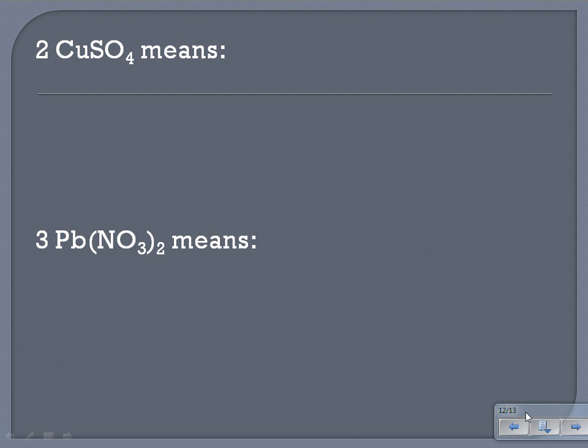So 2CuSO4 means that you've got 2 molecules of CuSO4. The name for that is copper 2 sulfate. You don't need to know that. If you wrote 2 molecules of CuSO4, that's good. So now if I have 2 molecules of CuSO4, that means I have 1 CuSO4 floating around here and another CuSO4 floating around here.